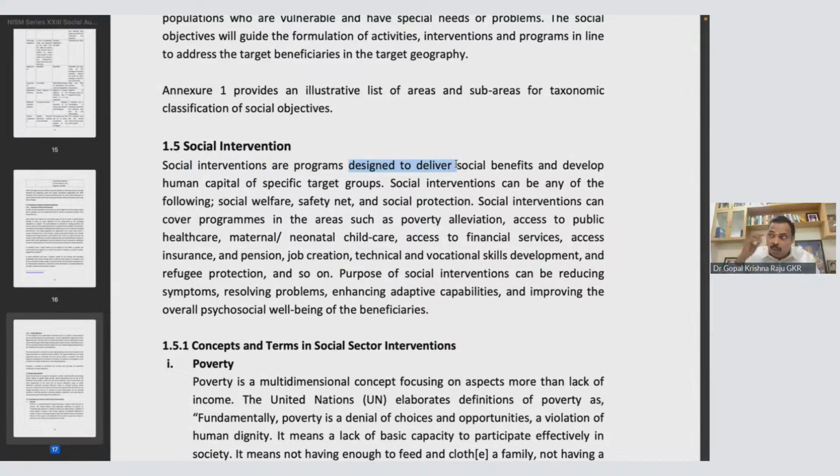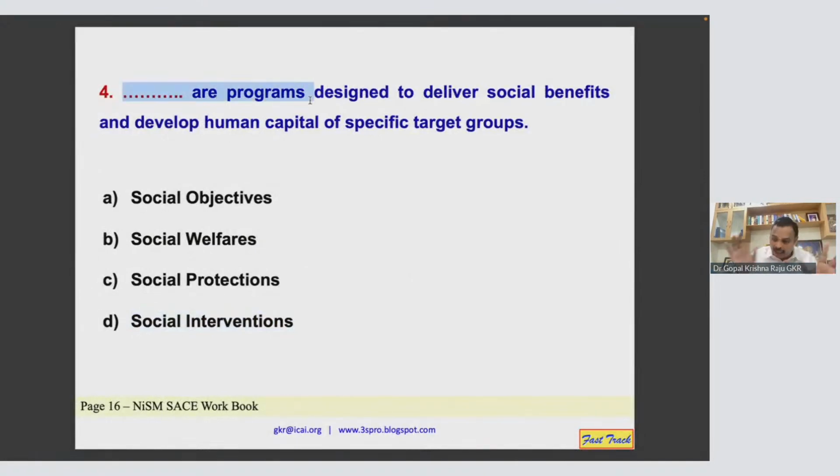Why are you intervening? Because I want to bring benefits, to specific targets. So social intervention can be welfare, safety net, social protection. You can go on: child care, access to financial services, access to insurance, pension, job creation, poverty alleviation, anything. All these are examples of social intervention. So technically, social intervention means programs. So it is 4D.